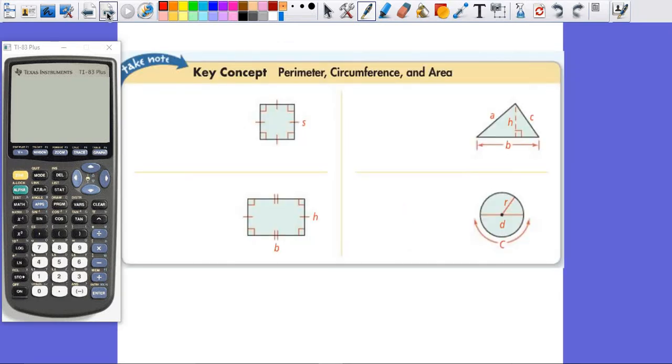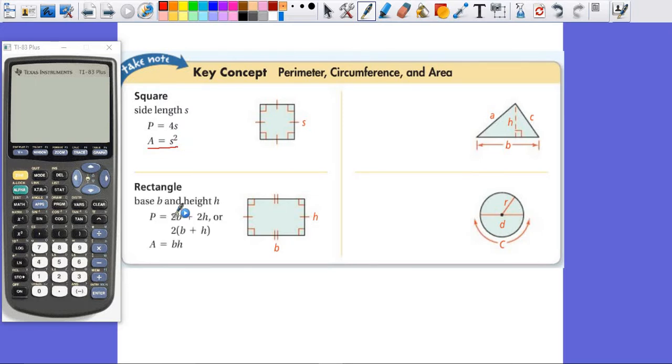Let's talk about perimeter, circumference, and area. The first shape we're going to talk about is a square. Now, perimeter, we don't really use the formulas for that much because you guys should know perimeter is just simply adding up all the sides. So however long every side is, we just add it together. That gives us the perimeter. You do need to know the area formula for a square, which is s, side, squared. You could also not use that one and just use the one for a rectangle.